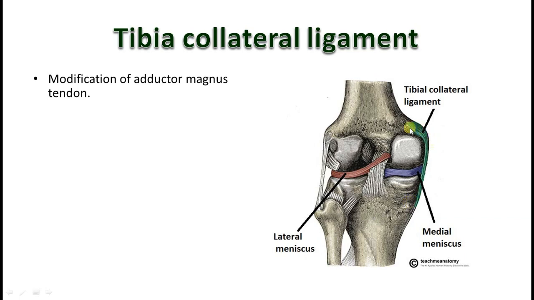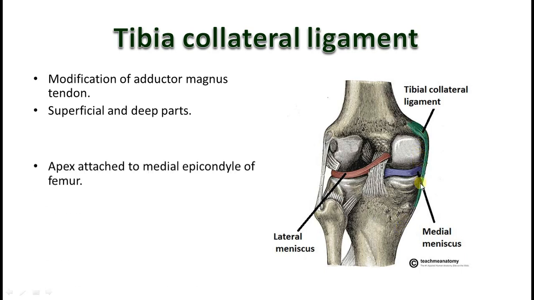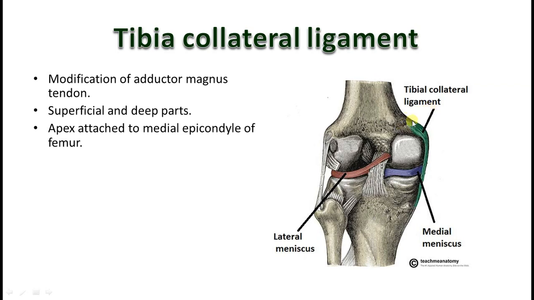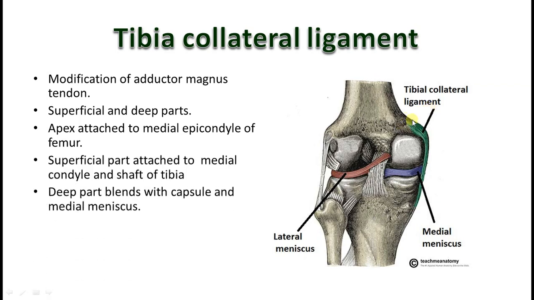So above the medial epicondyle, you have the adductor tubercle, up to which the adductor magnus extends, but below that it is the degenerated tendon of the adductor magnus, the tibial collateral ligament, which strengthens the capsule medially. As I told you, it has got a superficial and a deep part. Attached to the medial epicondyle of the femur, the superficial part goes to the tibia, medial condyle and shaft, and the deep part blends with the capsule and medial meniscus.